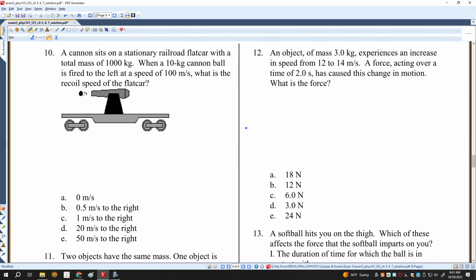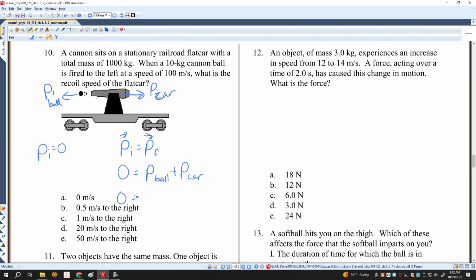All right, this is a collision problem. I start with a momentum equal to 0. That means that the final momentum will also be 0. Our P_i equals P_f. 0 equals, well, the momentum of this cannonball, I'll call that P ball, and then the momentum of the car, P car. It's going to be equal to P ball plus P of the car.